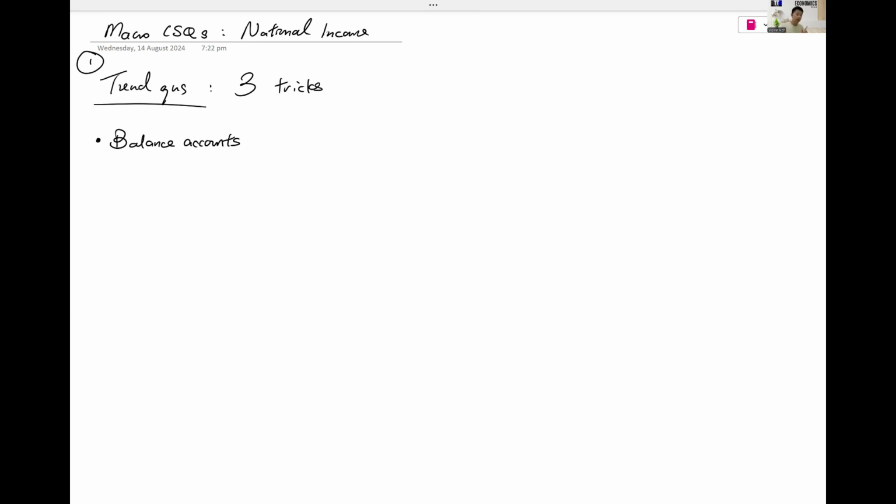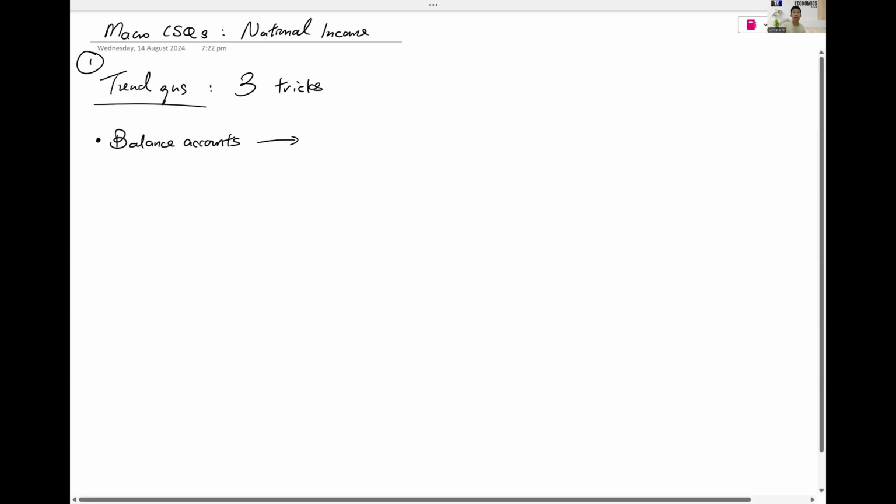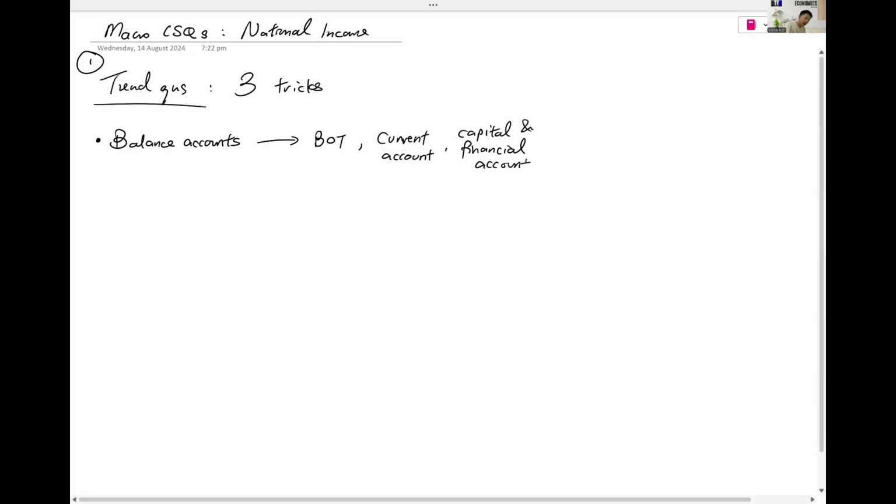When you look at balance accounts, first, balance accounts in the macro syllabus, we have balance of trade, correct? X minus M. You have current account balance. Okay, I should just spell this out, current account balance. You have capital and financial account balance. You don't really have to worry a lot about current account, capital, and financial account. Just recognize that they exist and maybe a little bit on the components. There's one more balance account, budget balance, or you can call it fiscal balance.